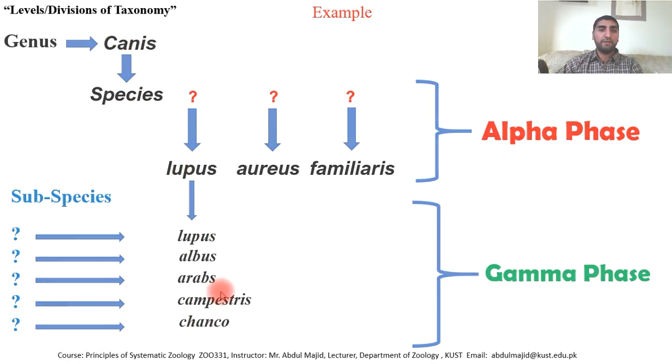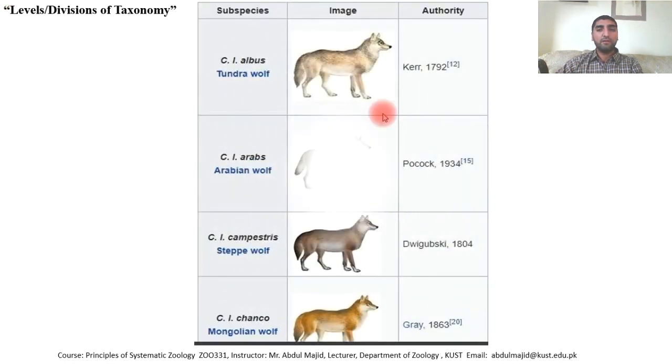I hope you understand now. These are actually the tundra wolf, Canis lupus albus, and Canis lupus arabus, the Arabian wolf. Then this is the steppe wolf, Canis lupus campestris, and this is the Mongolian wolf, Canis lupus chanco. So these are a few examples.